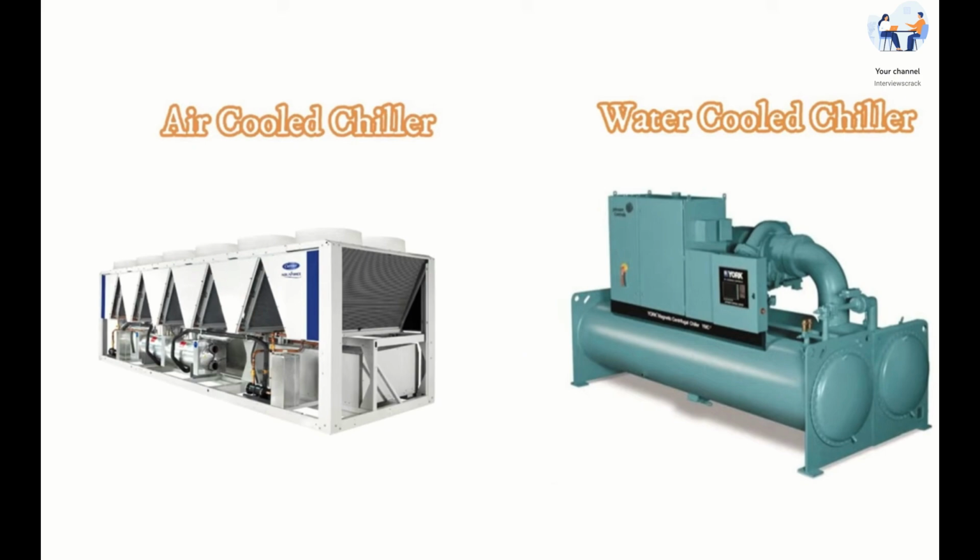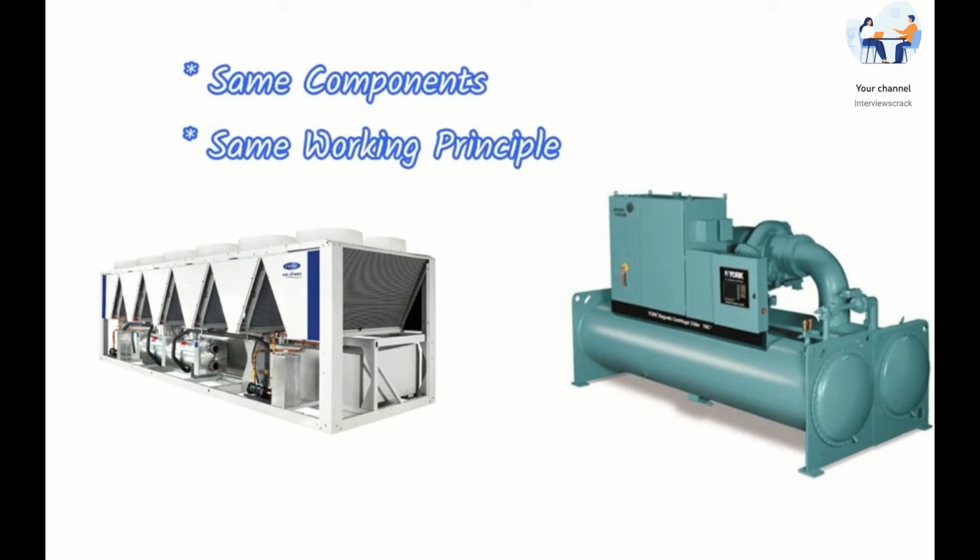Basically, there are two types of chiller. There are multiple types of chiller, but the main types are air cooled chiller and water cooled chiller. By photographs you can understand. In an air cooled chiller, there is an exhaust fan shown at the top of the chiller, whereas in a water cooled chiller it is connected to the cooling tower. We'll see in the next. The basic principle of both chillers is the same and the components are also the same.